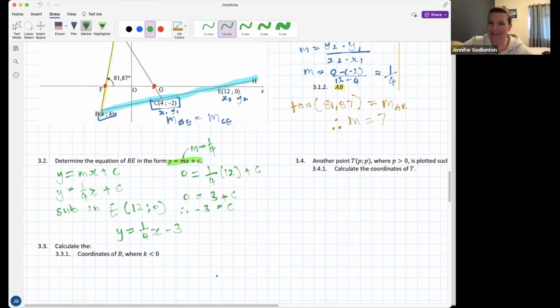Oh, this is a lovely question. Calculate the coordinates of B where K is less than 0. So all this little part over here, let's just highlight it. It looks confusing, but all it's telling us is that K is a negative number. We know that they are the same as each other because they're both K, and we know that they are both negative. That's all that's saying.